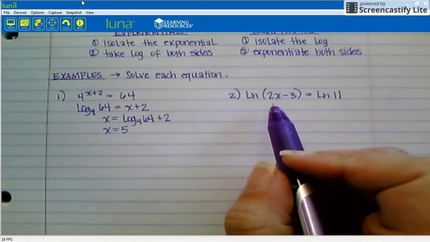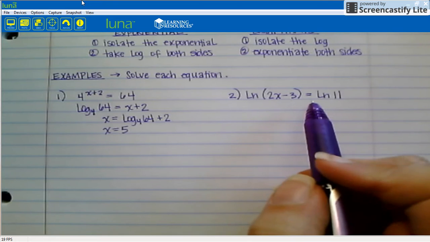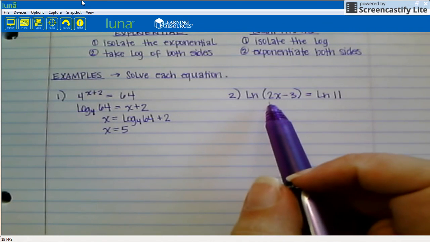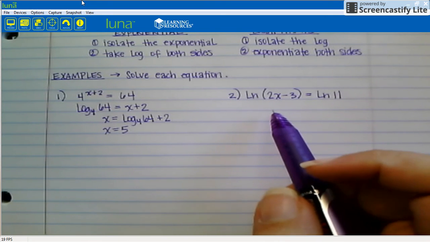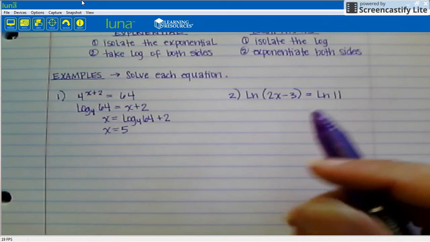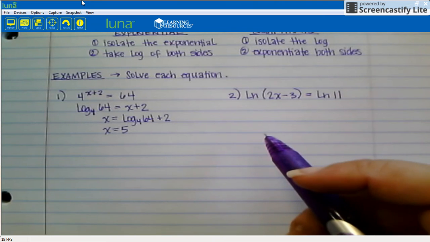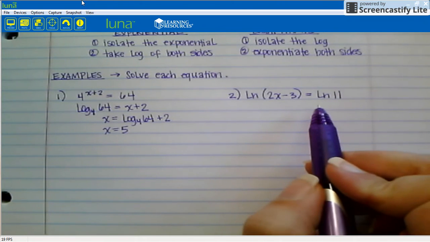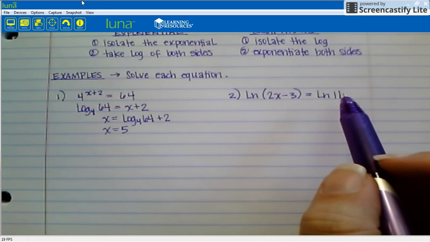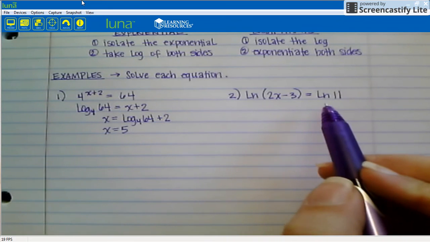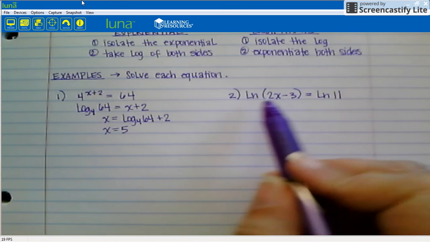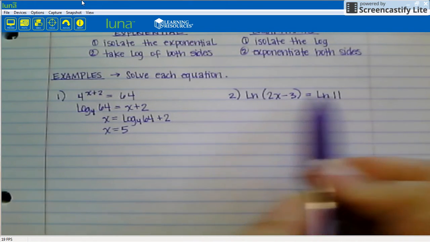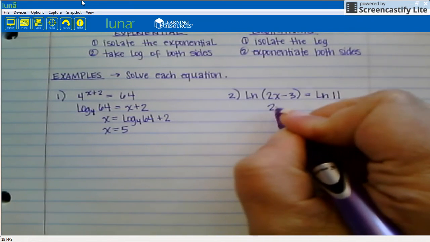For number 2, here we're dealing with a natural log. So in order to deal with a natural log, you have two options. You can either rewrite it using log base e, or you can just remember that your natural base e is the inverse of a natural log. For this one, you don't even have to exponentiate both sides because we have a natural log equal to a natural log. And that means our expressions are equivalent to each other because of the one-to-one property.